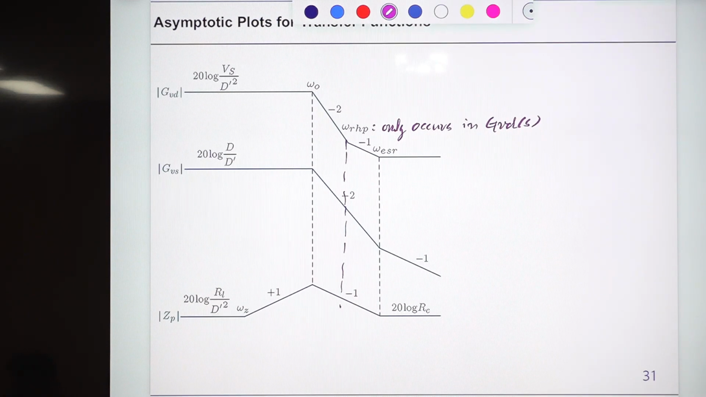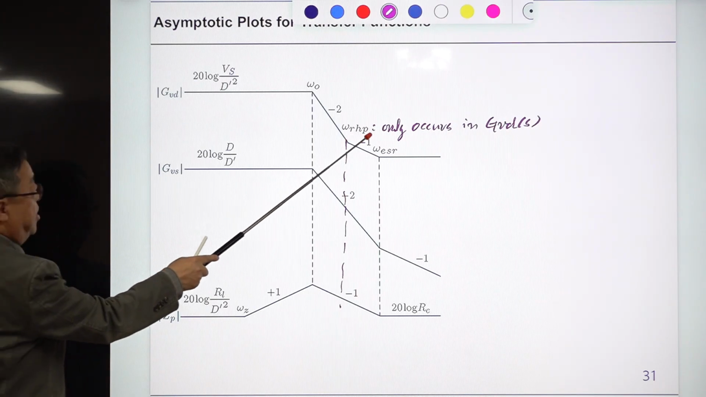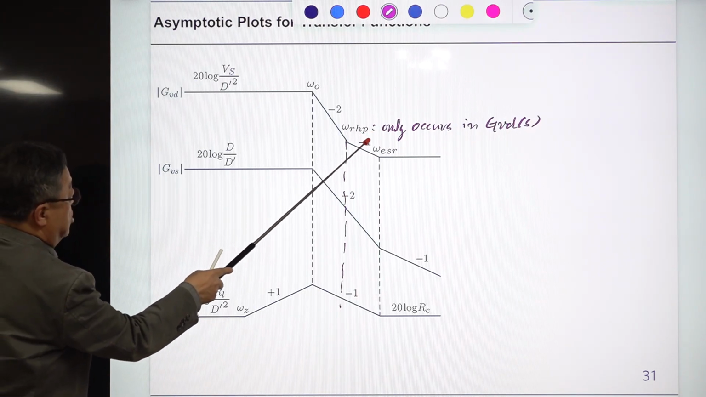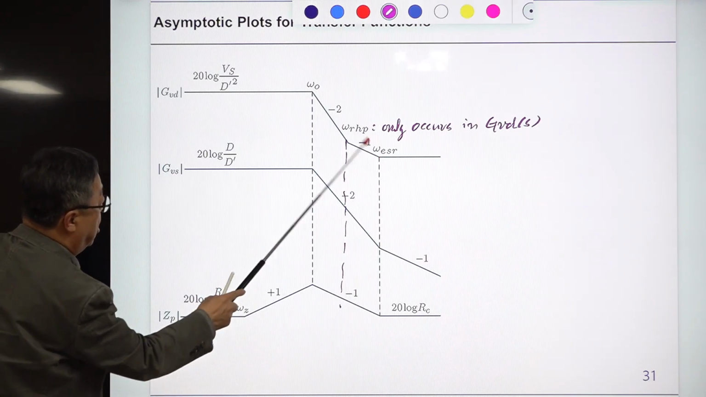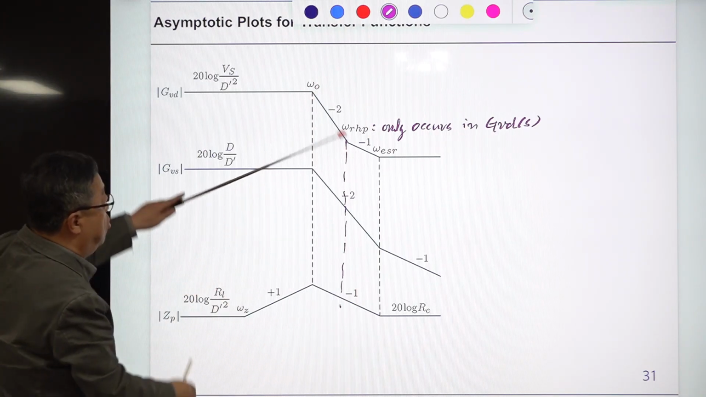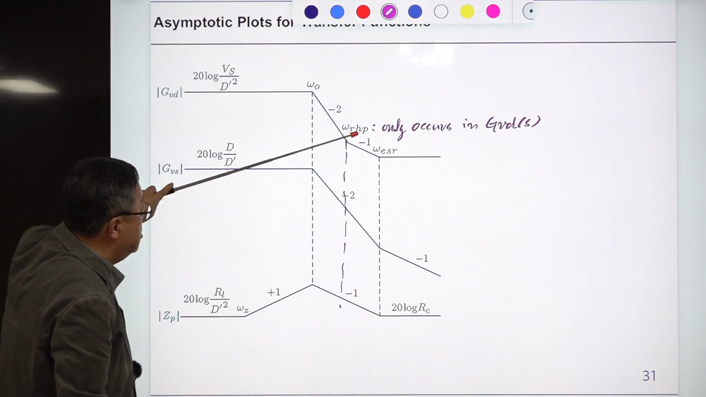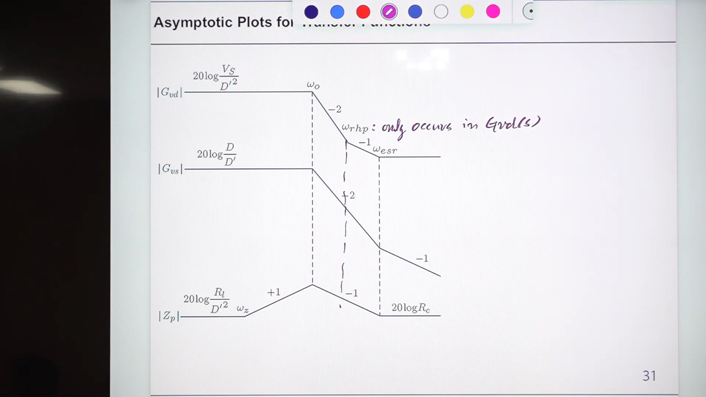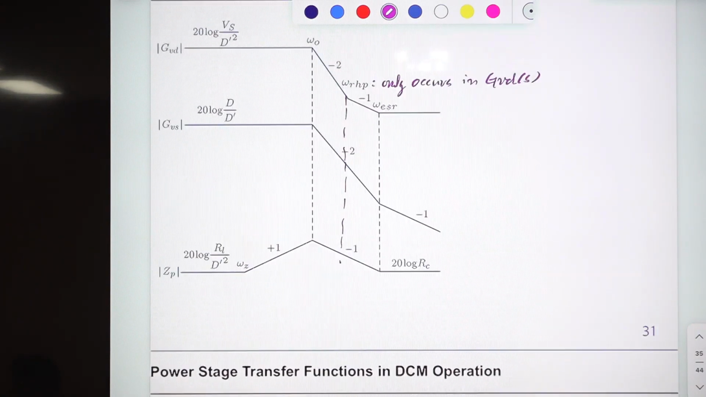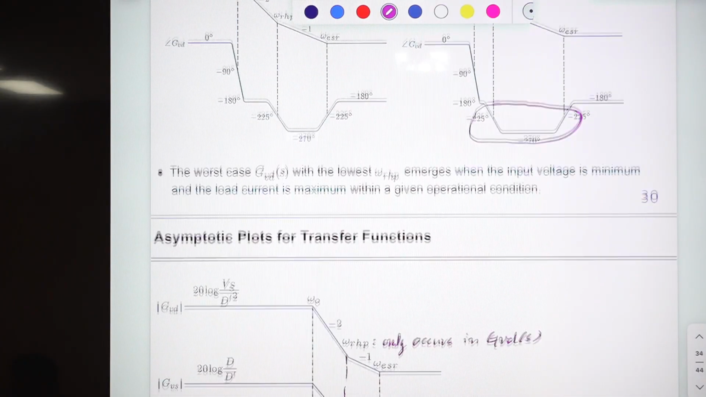All right. And this is asymptotic plot. Low frequency gain, and double pole and omega RHP 0 is coming here. It comes earlier than omega ESR is here. But this occurs only in duty ratio to output transfer function. There is no omega RHP here and here. We went through this. Okay, so I don't have much to say here.